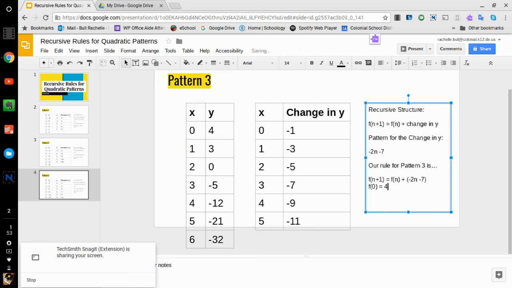We started at 4. All right, bada bing, bada boom. This concludes recursive rules for quadratic patterns.